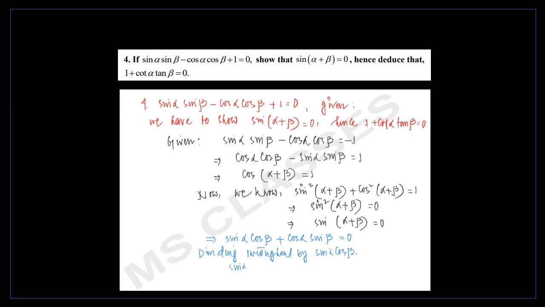Sin alpha cos beta by sin alpha cos beta plus cos alpha sin beta by sin alpha cos beta equal to 0. Now this gives us what? This is 1 and this is cot alpha tan beta. So it is 1 plus cot alpha tan beta equal to 0. So that we have deduced from this expression.